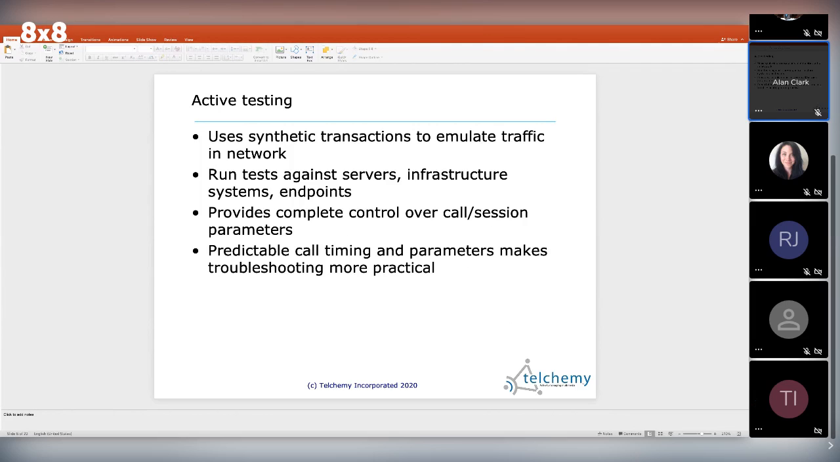Also, the fact that you've got very predictable call timing and parameters makes troubleshooting more practical. Otherwise, you have to get a user to make a call at a particular time so that you could find it and look at it. But with active testing, you can say, okay, now make a call from here to there, and the call will happen nearly instantly, and you'll get the parameters back in 30 seconds or a minute. So it makes troubleshooting more practical.